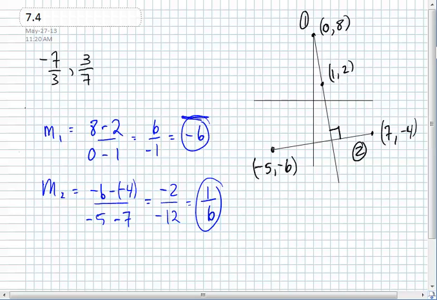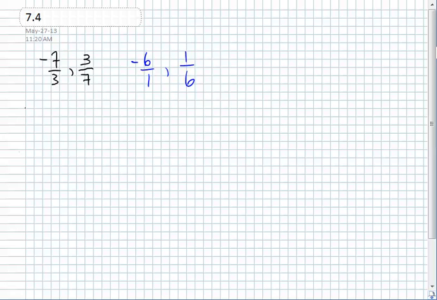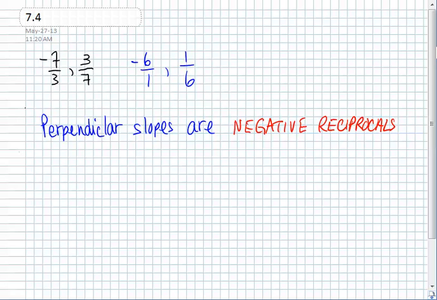And actually it might be helpful to look at this one instead, and I'll show you why right now. So we have negative 6 over 1 and 1 over 6. There we have our two pairs of perpendicular lines, and hopefully you can see the pattern, and that is this: perpendicular slopes are negative reciprocals.